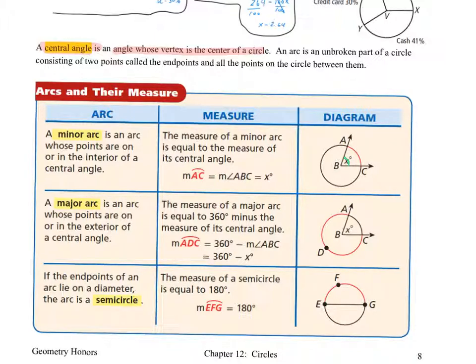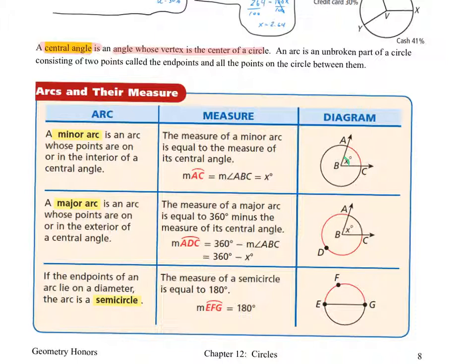Okay, a minor arc. Just think of that as like a small arc. A minor arc is an arc whose points are on or in the interior of a central angle. The measure of the minor arc is equal to the measure of its central angle. So if the central angle is 29 degrees, the minor arc is 29 degrees.